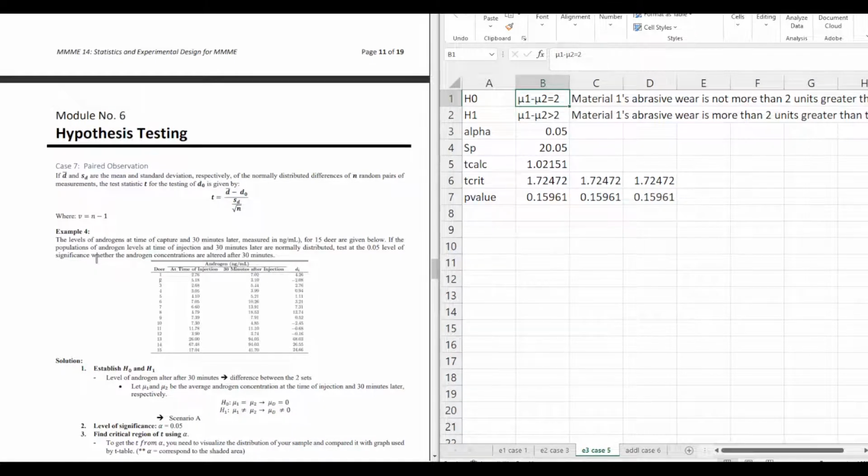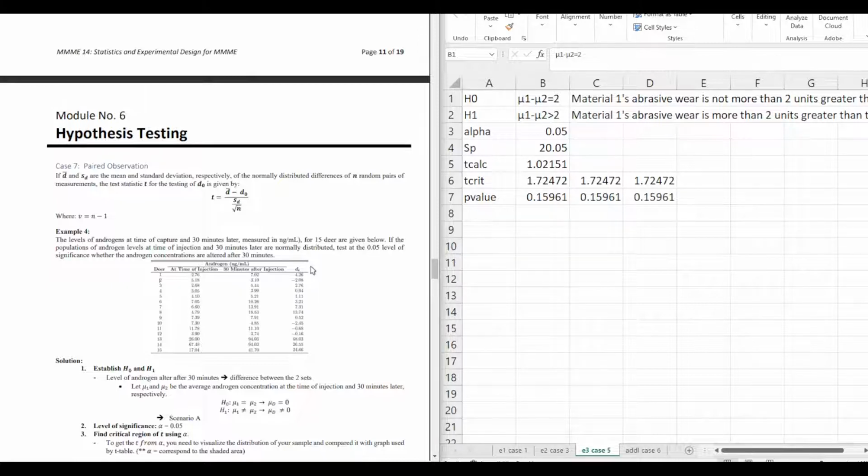We have two cases wherein there is an androgen injection. So the levels of androgen at time of capture and 30 minutes later, measured in nanograms per milliliter for 15 deer, are given below. If the population of androgen levels at the time of injection and 30 minutes later are normally distributed, let us test at 0.05 level of significance whether androgen concentrations are altered after 30 minutes.